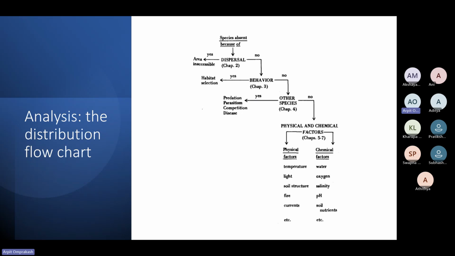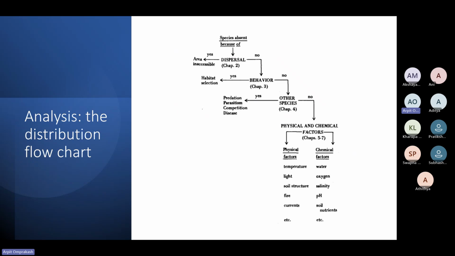So if we see that a species is absent in a region, then we can ask a few questions to arrive at what might be the factors that are leading to this absence. The first thing we should ask is, is it because of dispersal? So basically, is the area inaccessible to the species, or is the area accessible to the species? If the area is inaccessible, then we know that because of dispersal, the species is not present here. If given a chance, the species might come here if the area was accessible, right?